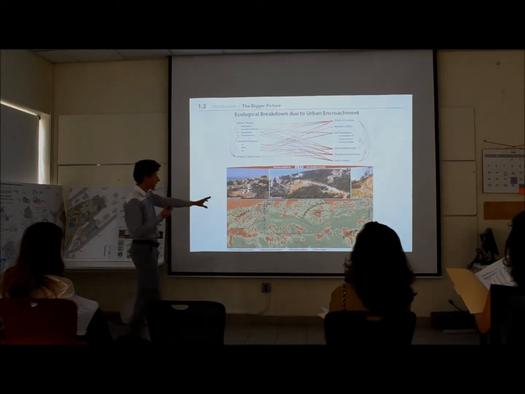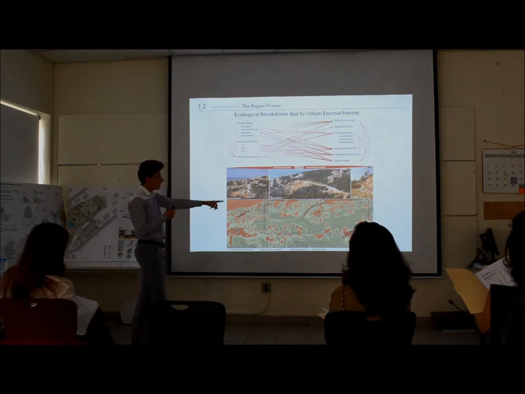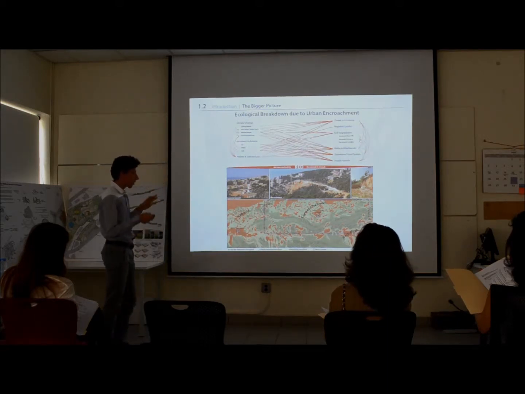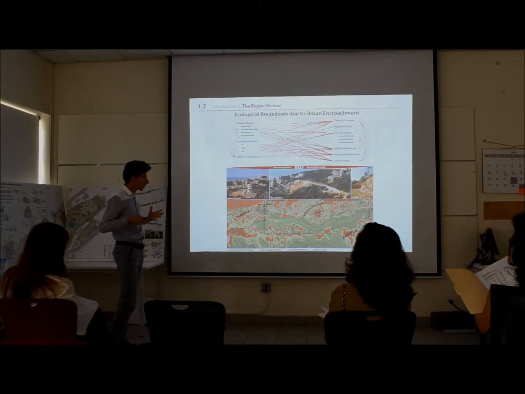Zooming in on the valley here, you can see in red all the highly degraded and urbanized zones. And in the center of the valley, you can see the dark green areas are relatively intact woodland. And basically, there's a lot of encroachment coming in with new developments all around.